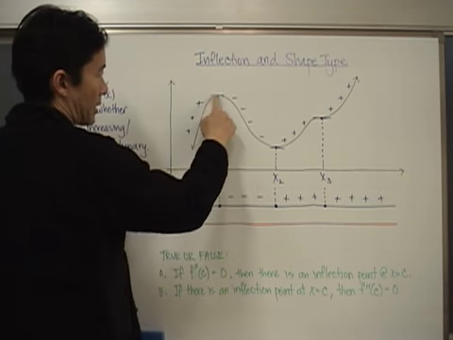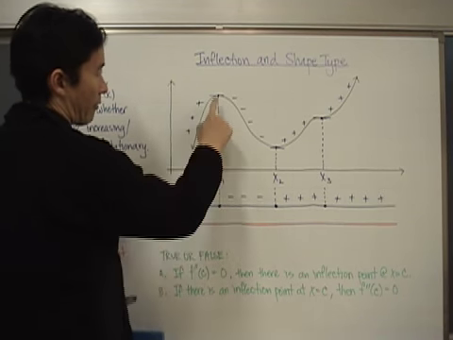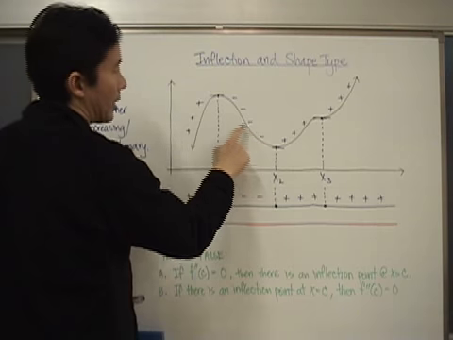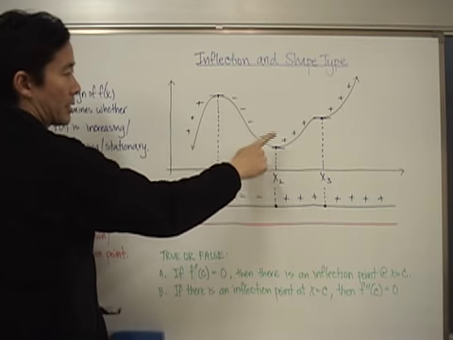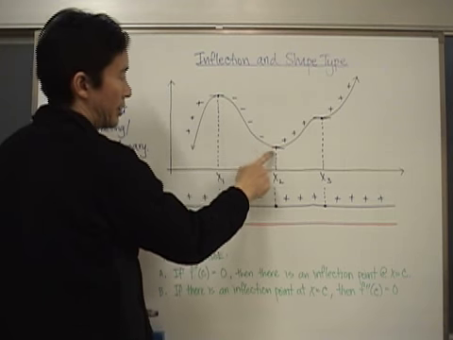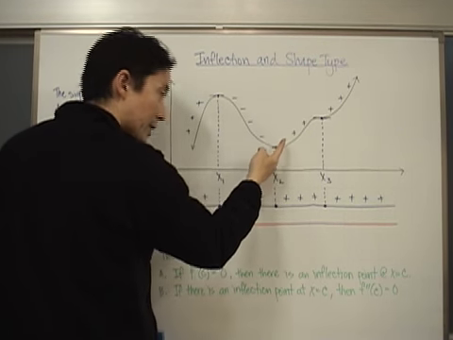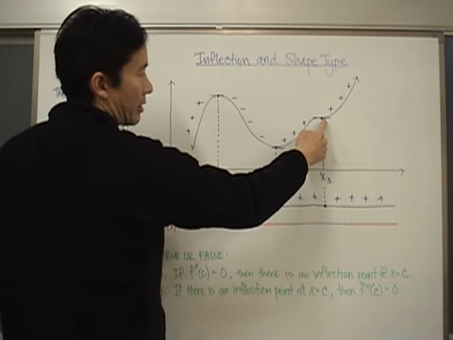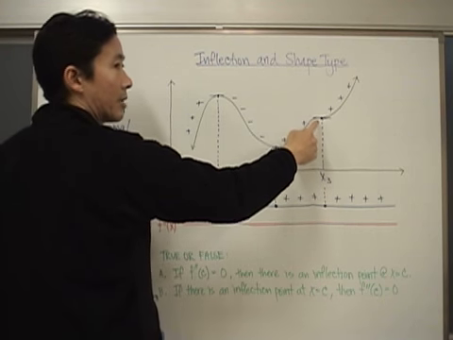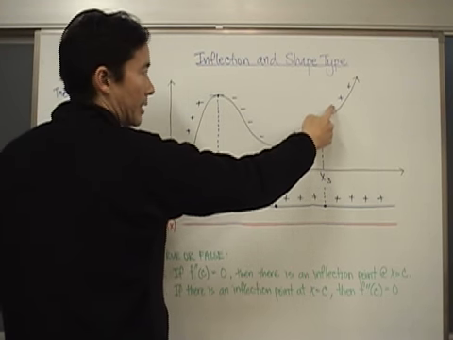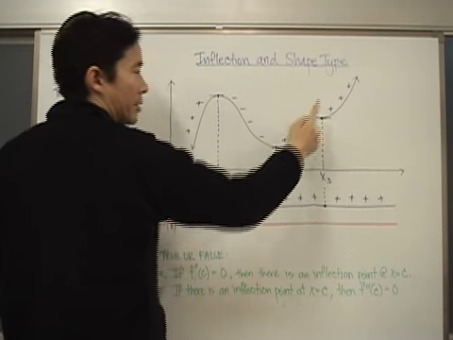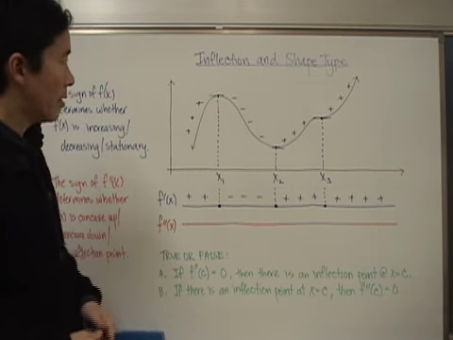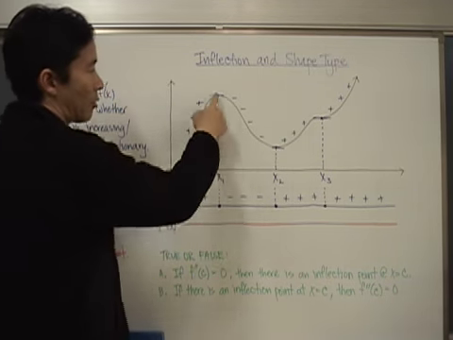So notice that f of x is increasing here because f prime of x is positive, stationary here because f prime of x is equal to 0, decreasing here because f prime of x is negative, stationary here because f prime of x is equal to 0, increasing here because f prime of x is positive, stationary, which means f prime of x is 0, and notice that f of x is increasing here, which means that f prime of x has to be positive.